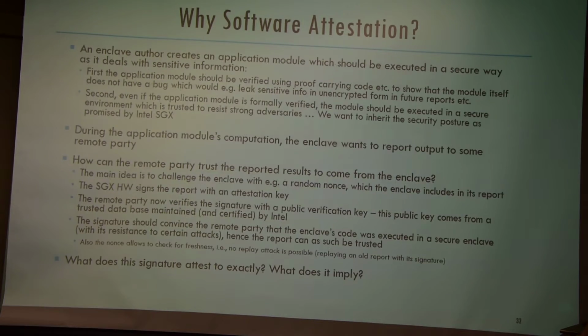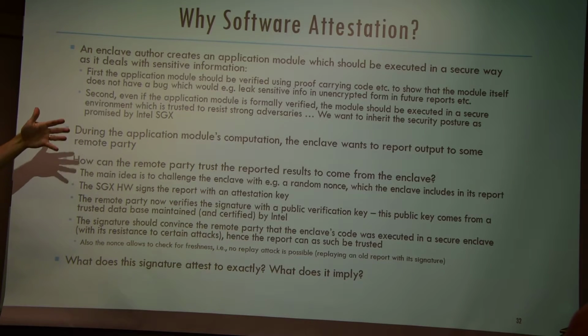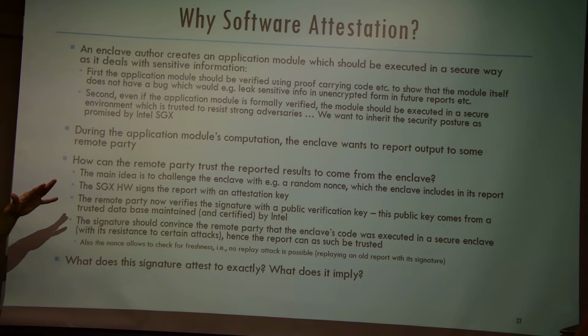So, why software attestation, right? So, effectively, an enclave author creates an application module which should be executed in a secure way, since it deals with sensitive information, right? So, first, application modules should be verified. So that's what I just wanted to say, using, for example, proof carrying code, etc. So that is outside of our adversarial models that we discuss in secure process architectures, right?